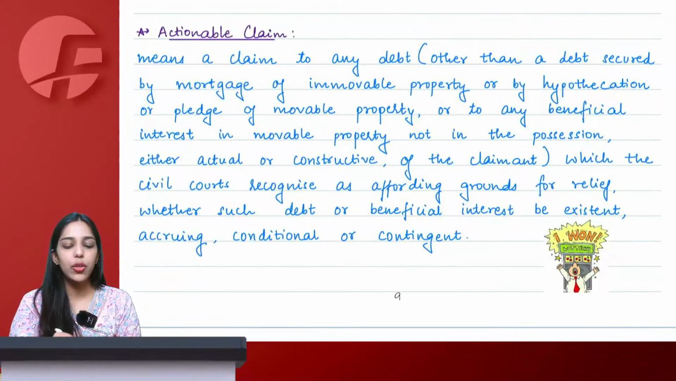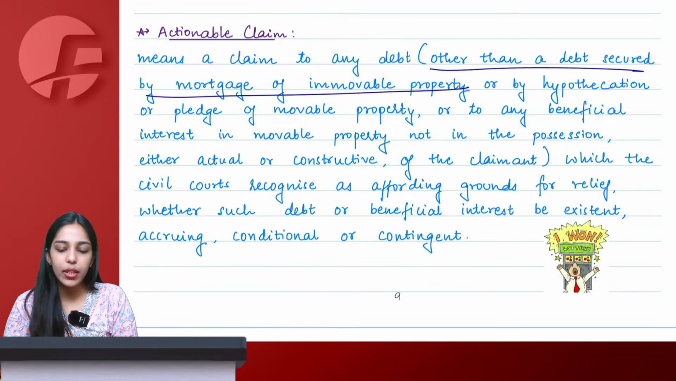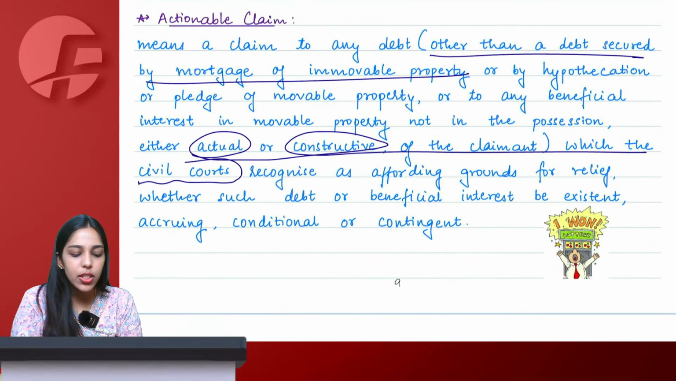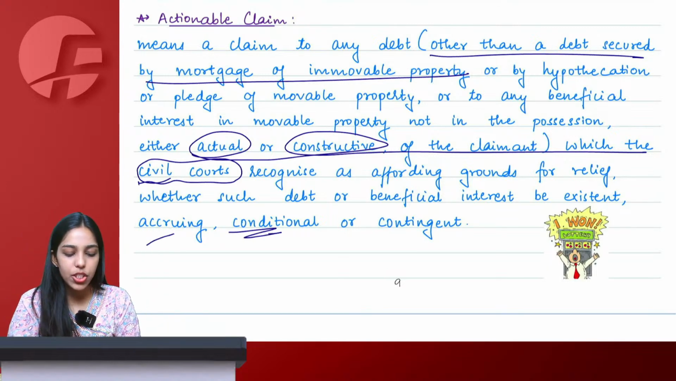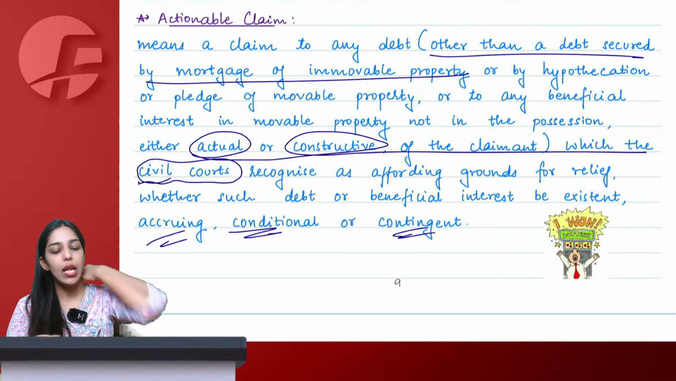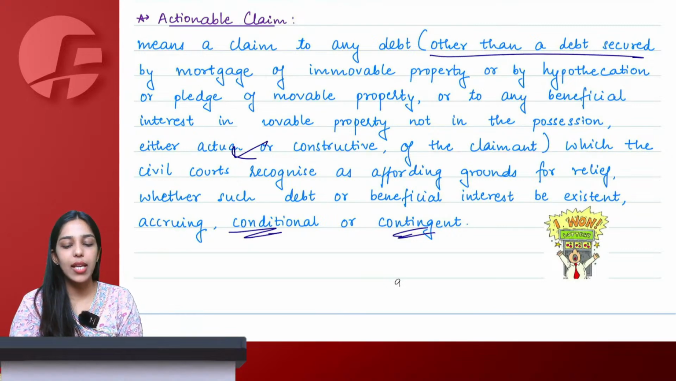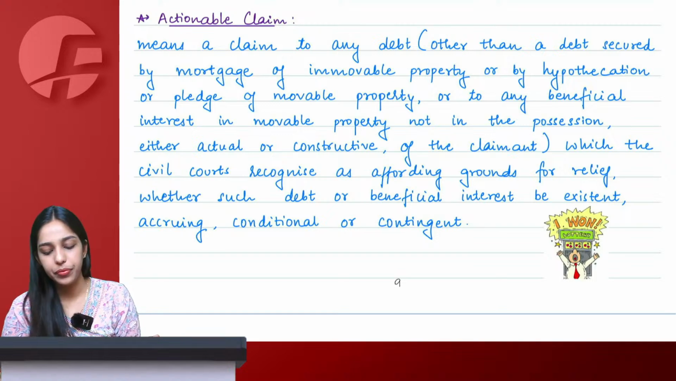Actionable claim, again, no need to remember the definition. I've already made you understand that other than secured debt, it means a claim to any unsecured debt or something which is actual or constructive, which you can just go into civil court and claim your right against it. It might be conditional, accruing, contingent, happening, non-happening, we don't know, but if it happens at all, I can go to civil court and exercise an action against it. We call it actionable claims. Best example, lottery, betting, gambling, etc.